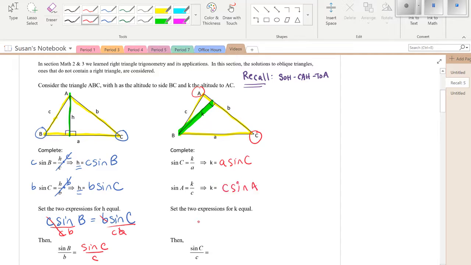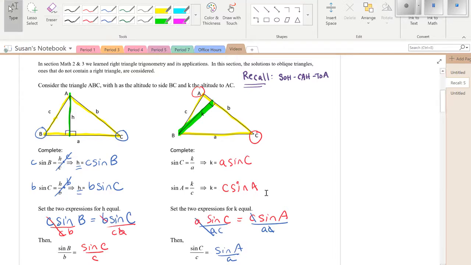If we set these two equal, a times the sine of C is equal to c times the sine of A, and divide both by ac, the side lengths. So if I cross that out and cross that out, we get the sine of C over c is equal to the sine of A over a. And that's where the law of sines comes in.